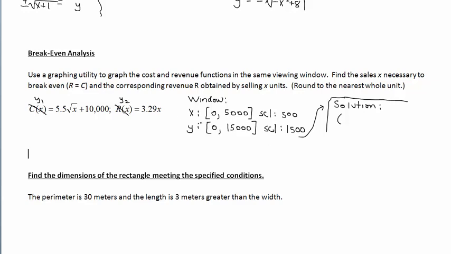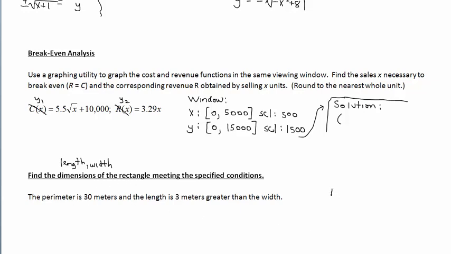Okay, our last example. We're going to find the dimensions of the rectangle meeting the specified conditions. So dimensions means we need to find the length and the width. All right, well, what's going to allow us to find the length and width of a rectangle? Well, knowing that the perimeter is 30 meters.